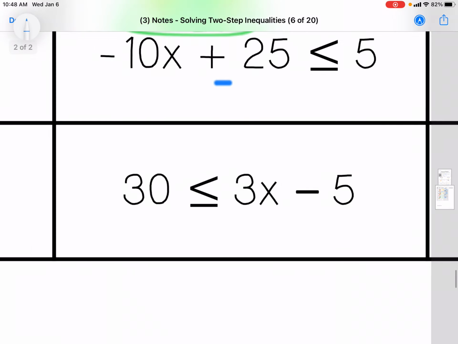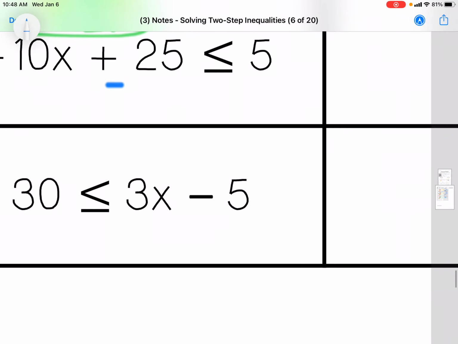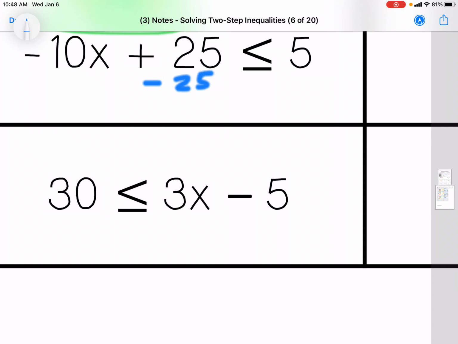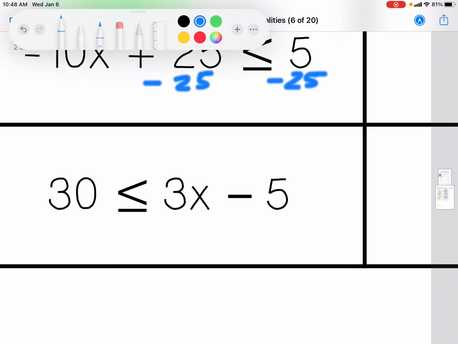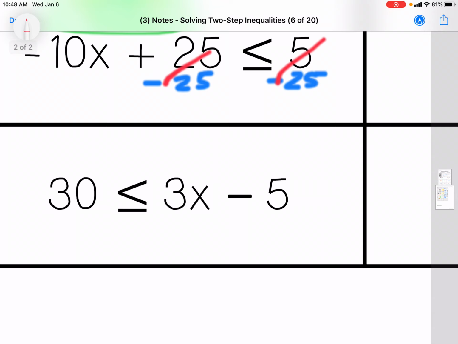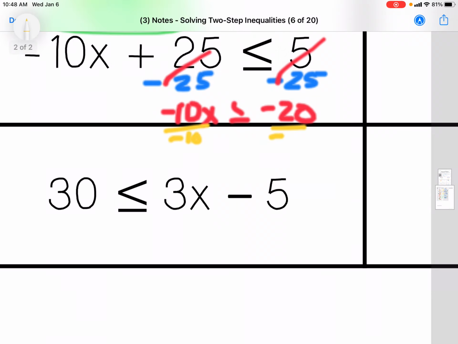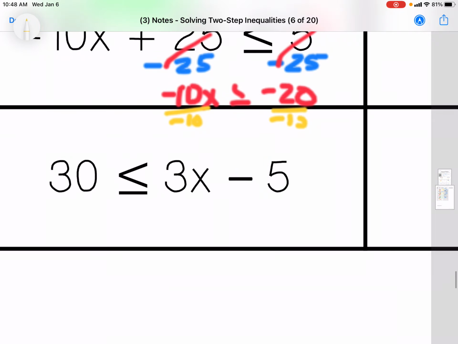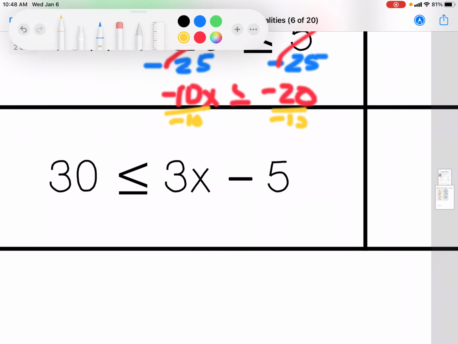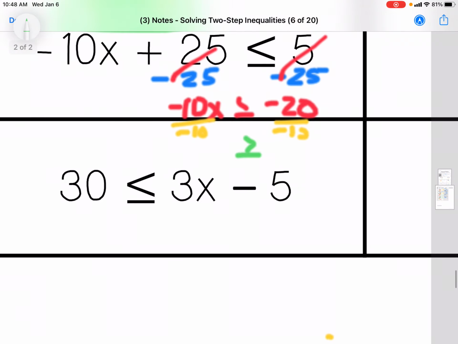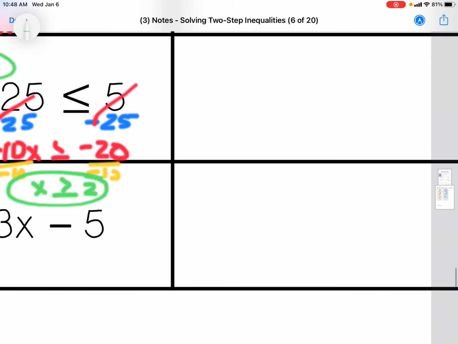All right, so we're going to subtract 25. Whoops, sorry. Going to subtract 25. Going to be left with negative 10x less than or equal to negative 20. Divide by negative 10 to both sides. Alert, alert. We divided both sides by a negative. So what happens to the inequality in the middle? It flips. So we're going to flip it. X is greater than or equal to positive 2.